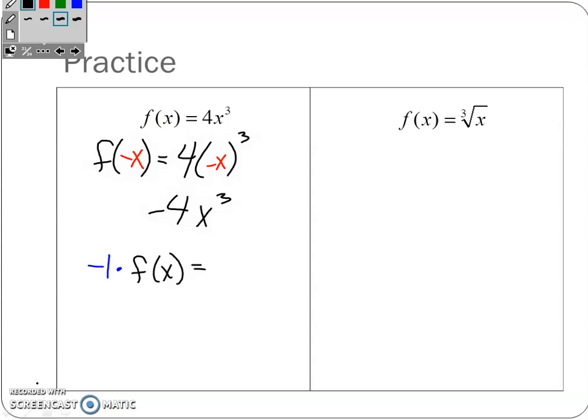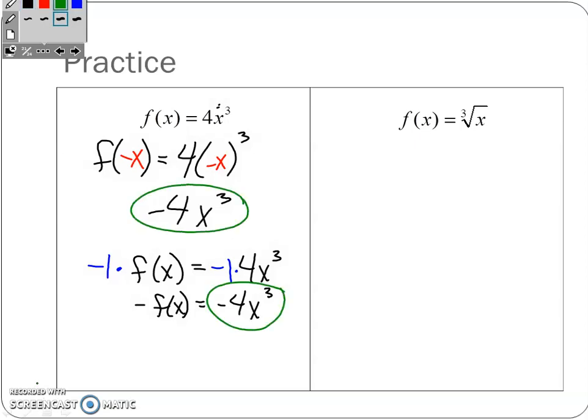So now what I need to do is I need to take negative 1 times my f of x function. Well, what's my f of x function? I'm going to need to take negative 1 times 4x cubed. Okay? So pretty simple. If there were a couple terms here, you would have to distribute that negative 1, but for this one I don't have to. And when I do that, I find that negative f of x equals negative 4x cubed. Negative 4x cubed, negative 4x cubed. Those two match. So it's odd.